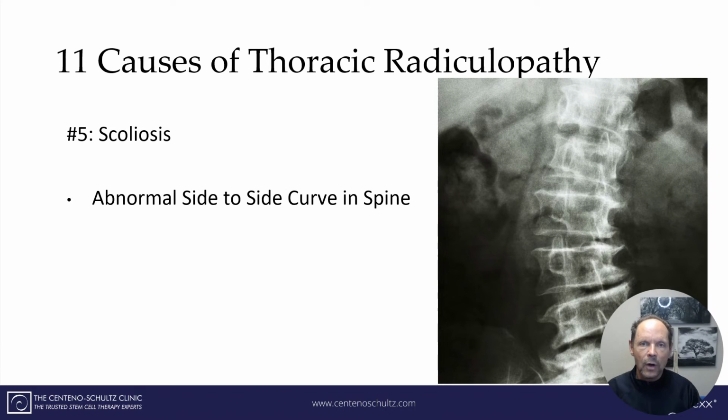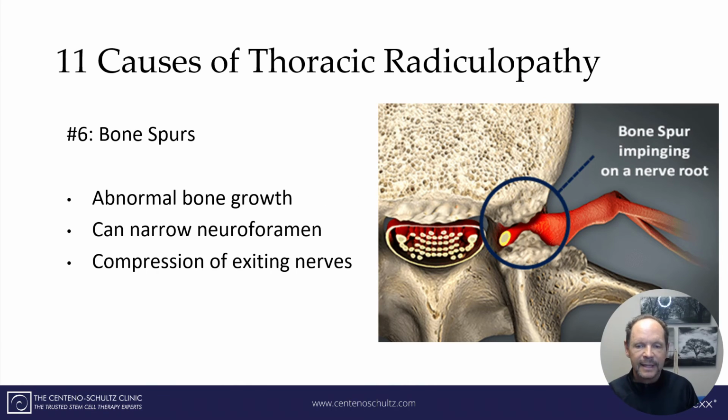Scoliosis is the 5th cause of thoracic radiculopathy, and that's basically an abnormal side curve of the spine. It's depicted here. You can see some of these patients tend to be listing to one side or the other, and you can see the curve here. It can either be congenital, patients are born with it, or it can be as a result of some degenerative changes.